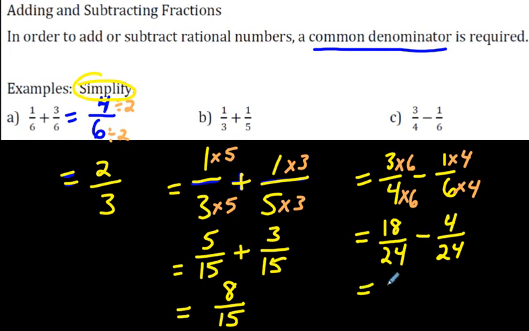Now all we have to do, instead of adding, we're going to subtract. What's 18 minus 4? 14. The 24 just stays there on the bottom. We have 14 over 24.